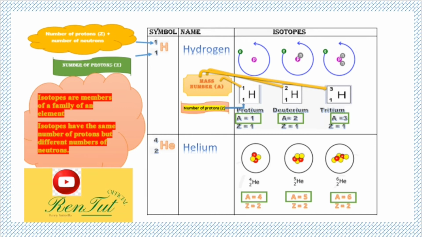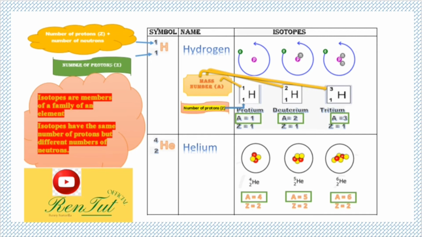In the first case, A is equal to 4. That is the atomic mass. In the second isotope, A is equal to 5, and in the third isotope, A is equal to 6. So you have seen there are three isotopes, and in all three Z is equal to 2 is common. The only difference is in the atomic mass.